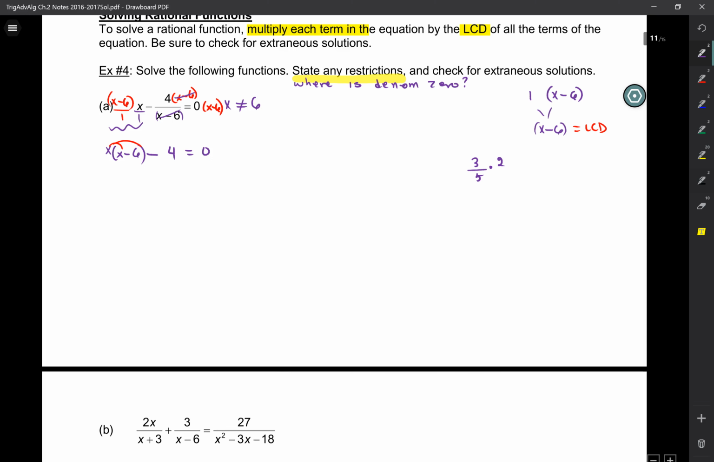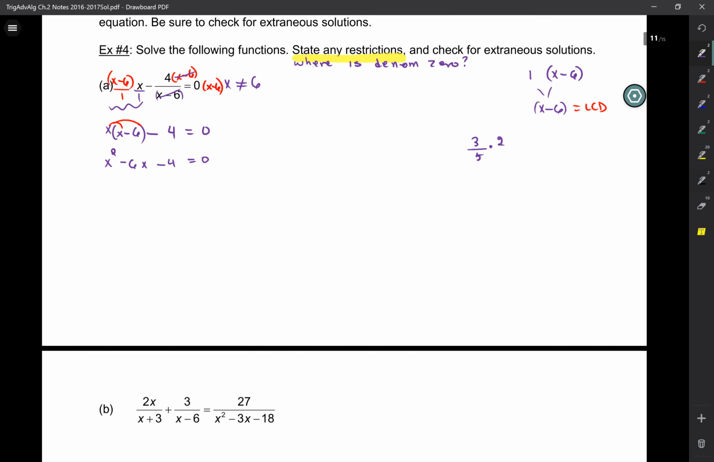So now I have x squared minus 6x minus 4 equal to 0. Now you ask, is there any way to factor this? There doesn't seem to be. So what do I have to do? Quadratic formula.